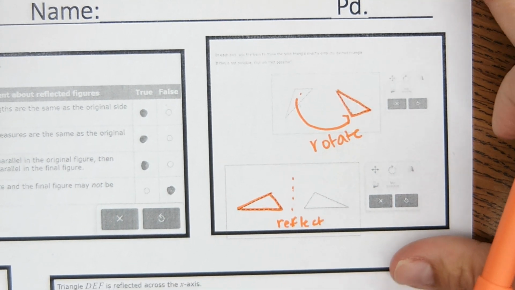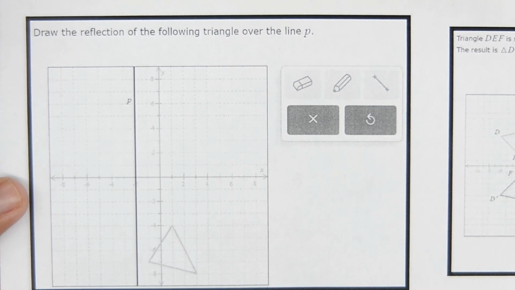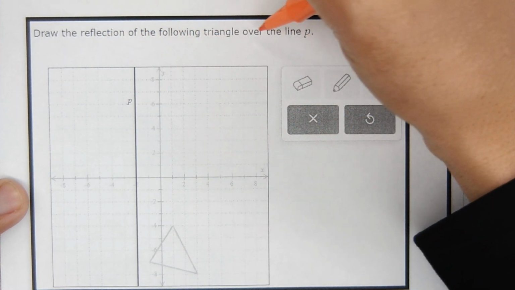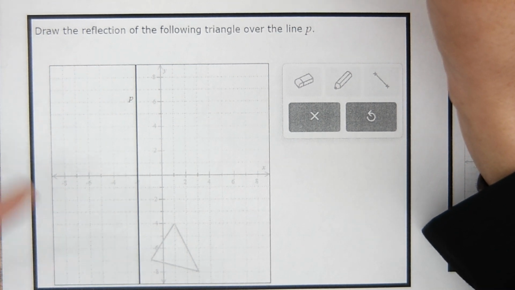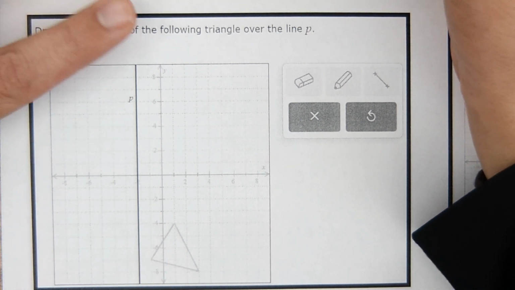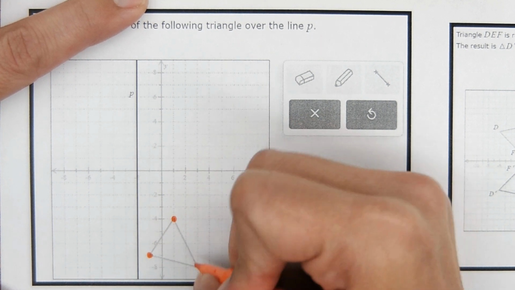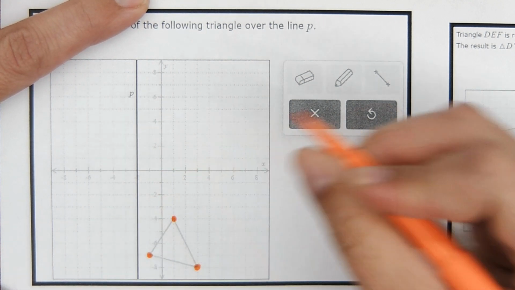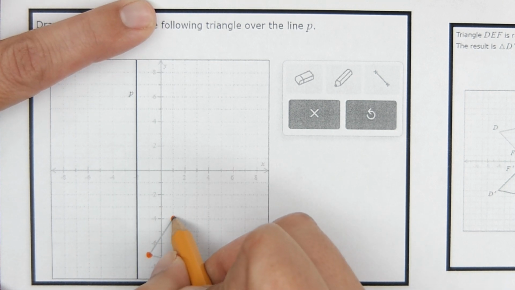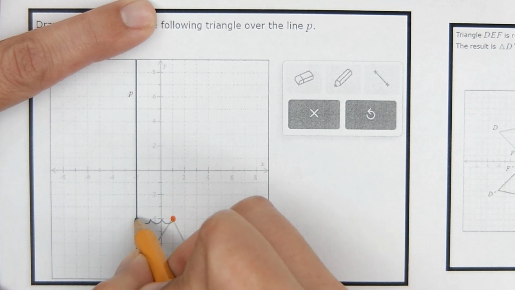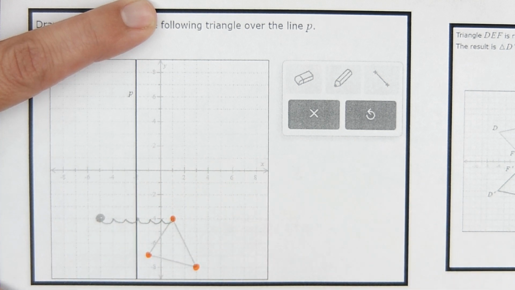Okay, and then down here, this problem here, it says draw the reflection of the following triangle over line P. So they drew the line of reflection already, so we don't have to worry about that. We just have to reflect this shape over the line. So in reflecting a shape, we're really just reflecting each point over the line and making it the same distance from the line on the other side. So this point right here, 1, 2, 3 units. So 1, 2, 3 units over here. And then here's our new dot.